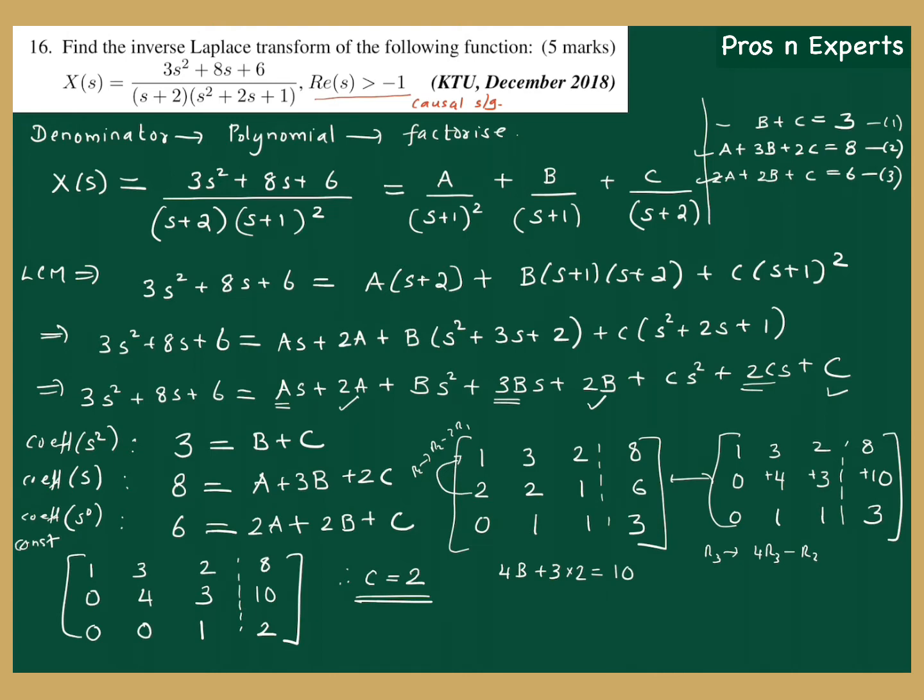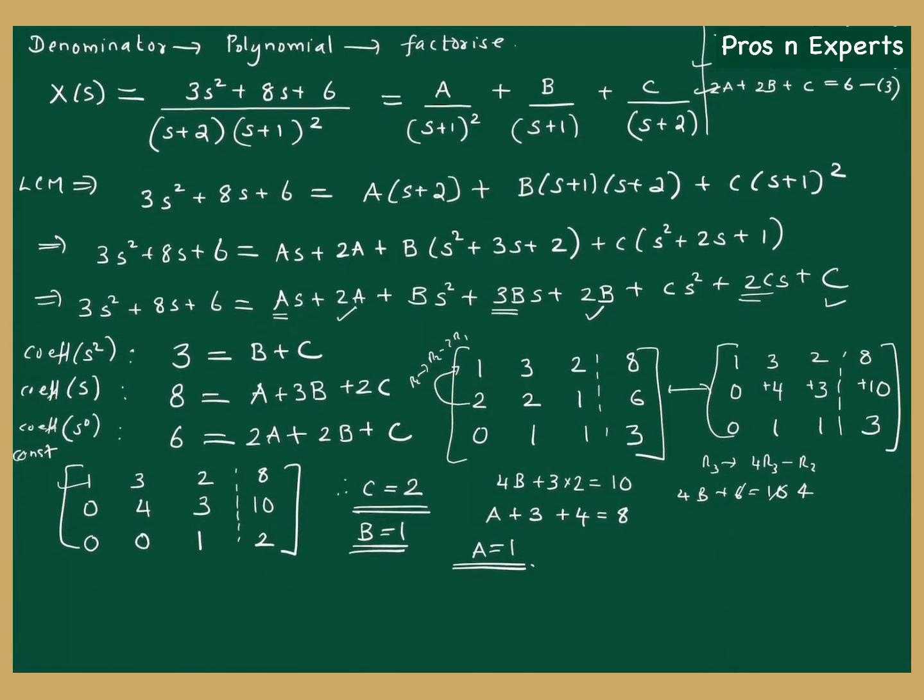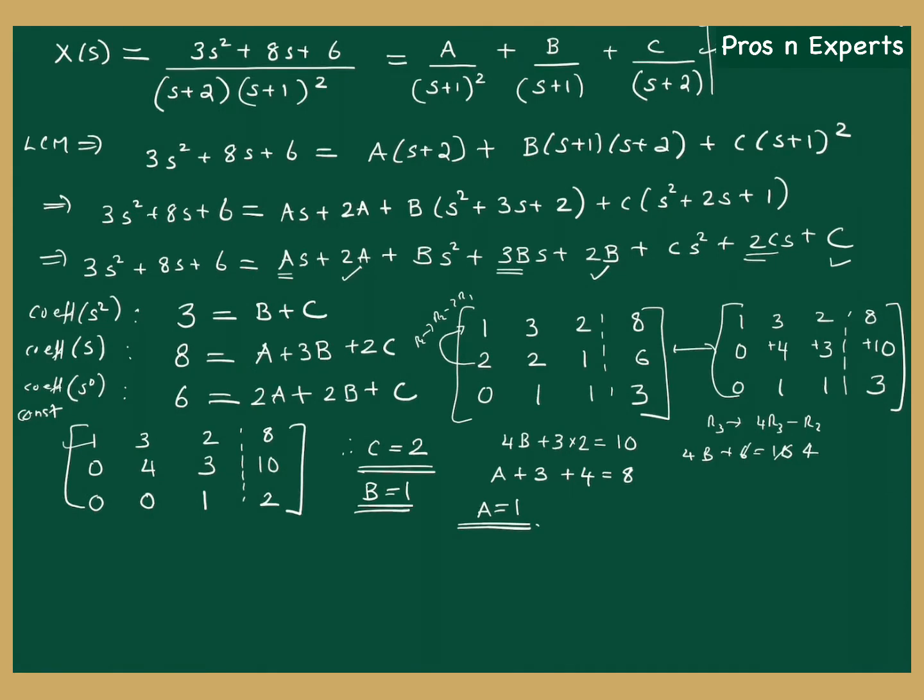That means 4B plus 6 equal to 10. So B equal to 1. B equal to 1. Okay. Then finally this equation will give A plus 3B. B is 1, plus 2C is 4, equal to 8. So A equal to 1. So we got all the constants A, B and C. It's only a matter of putting it in the equation.